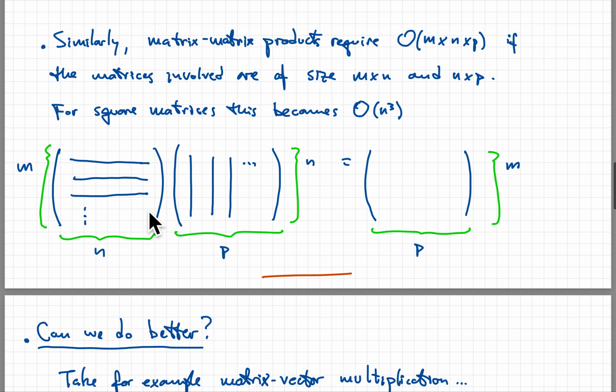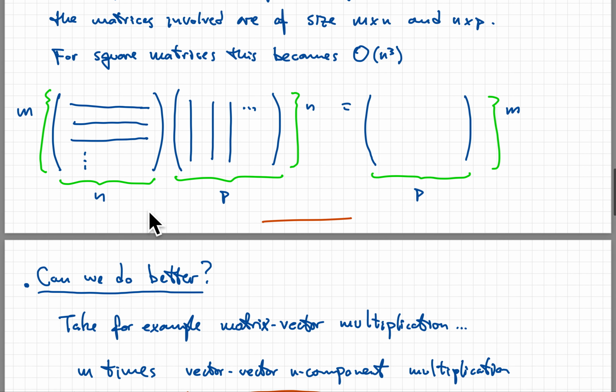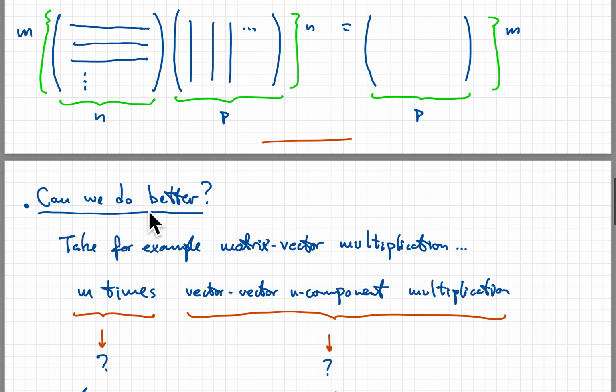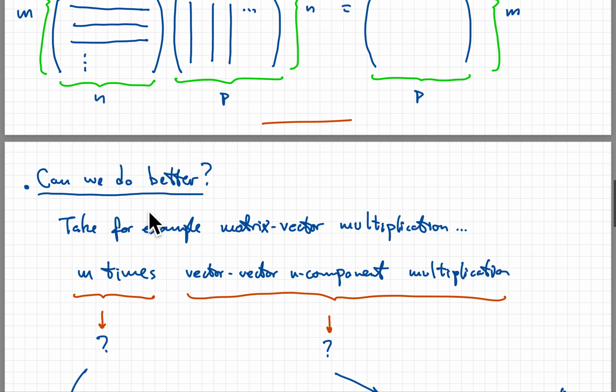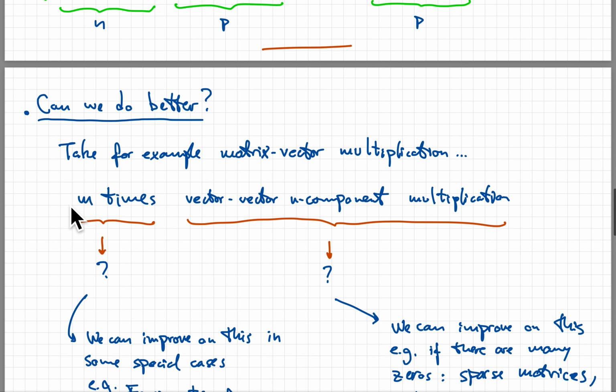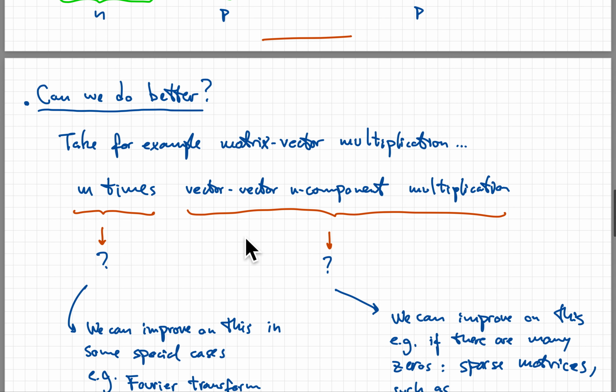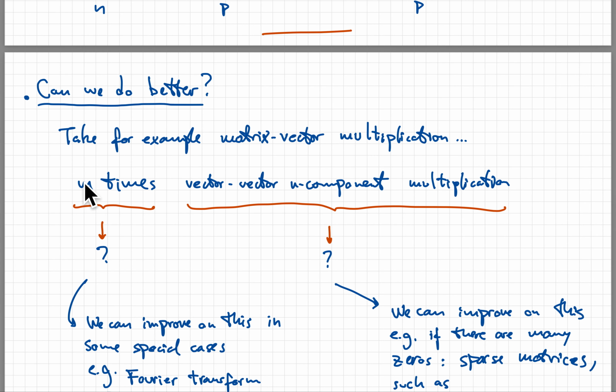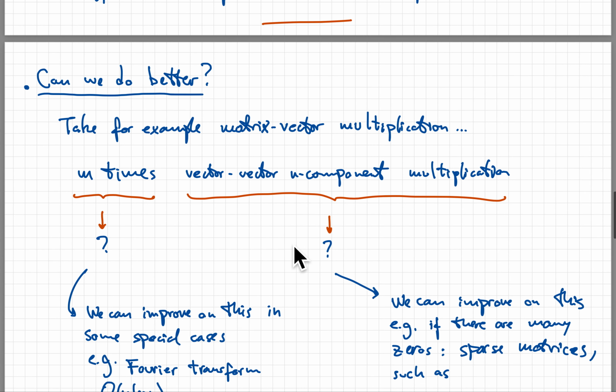Now, these operations, as you can see, as I was saying, are very costly. And so you can ask, can we do better? Can we do better than order n squared for matrix vector multiplication, for example? So in that case, we're taking m times vector-vector n component multiplication, and so that's why it costs m times n. That's where the cost comes from. Or if you want n squared, if you're talking about m equal to n, what can we do?